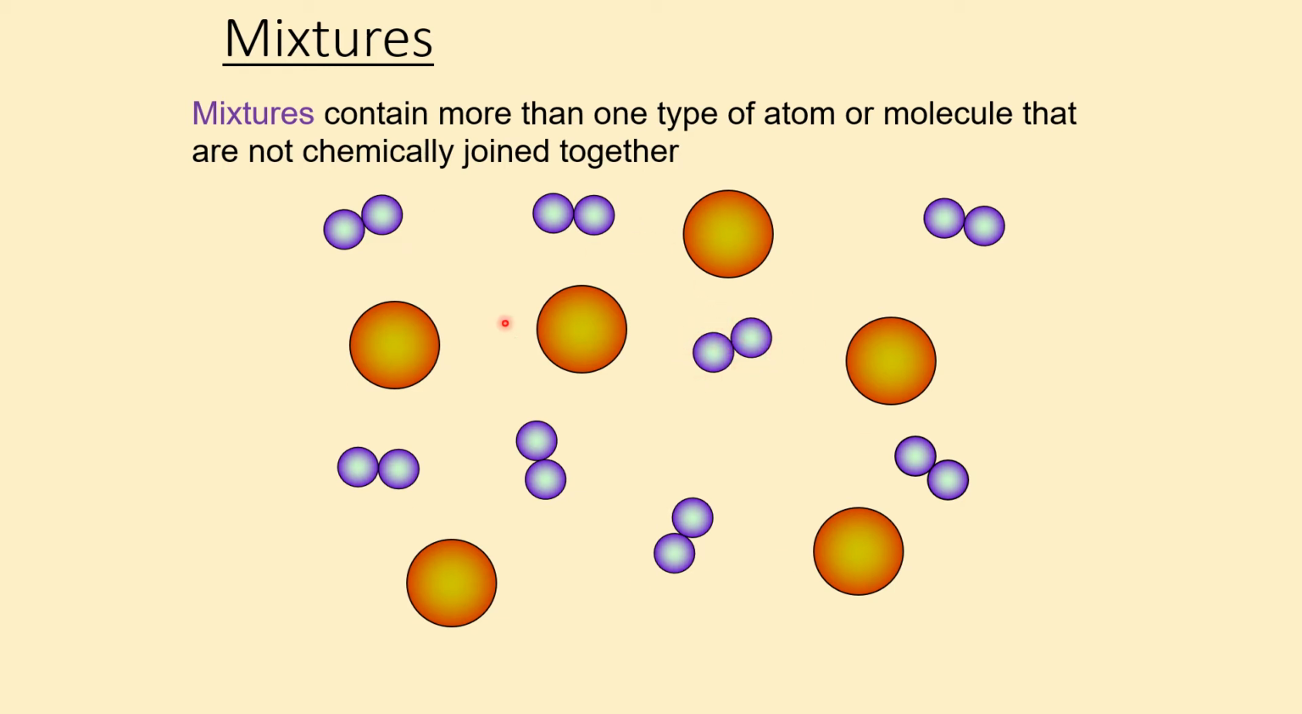Because these are all mixed together, they're all modelled together, we call it a mixture. They're not chemically joined. If we had some tweezers small enough, we could just pick these atoms and these molecules apart and put them in 2 separate piles without doing any chemical process on them. So this is called a mixture.